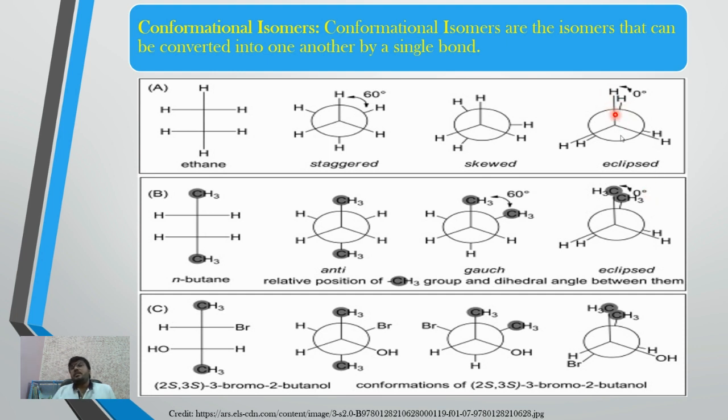Here we clearly see that the groups of the first carbon atom will overlap the groups of the second carbon atom, which means the angle between these would be 0 degrees, and in a staggered form we can see that they are at 180 degrees.